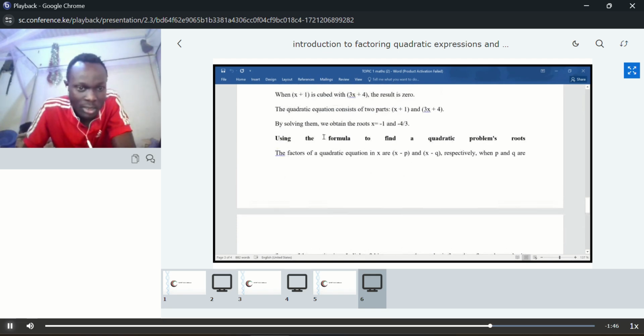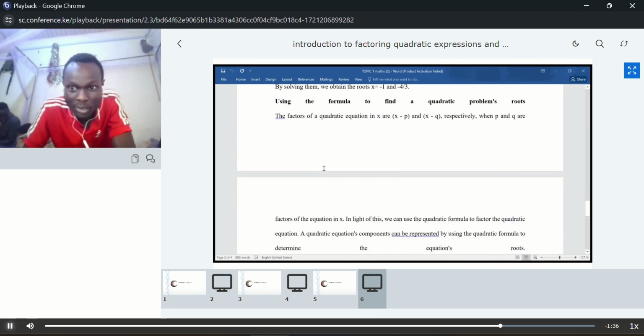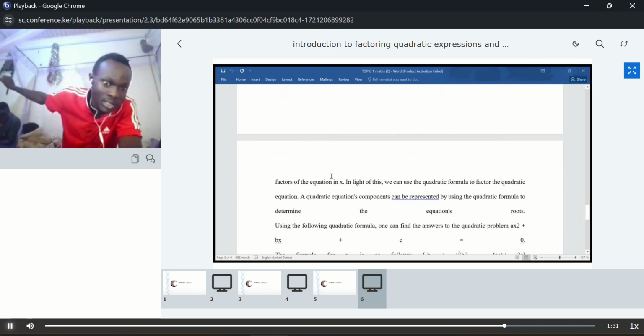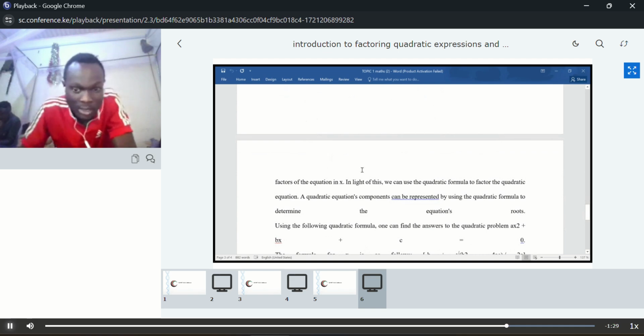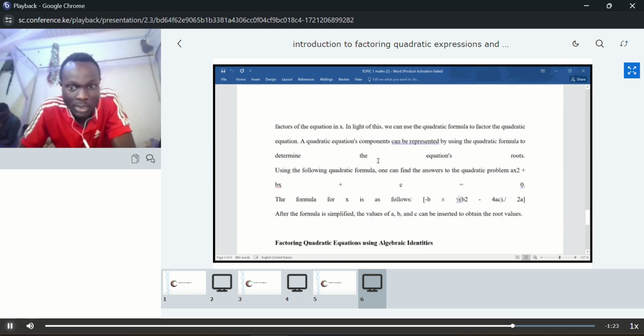Then we now go to the other step, using the formula to find a quadratic's roots. The factors of a quadratic equation in x are x minus p and x minus q respectively, where p and q are the roots of the equation in x. In light of this, we can use the quadratic formula to factor the quadratic equation. A quadratic equation's factors can be found by using the quadratic formula to determine the equation's roots.